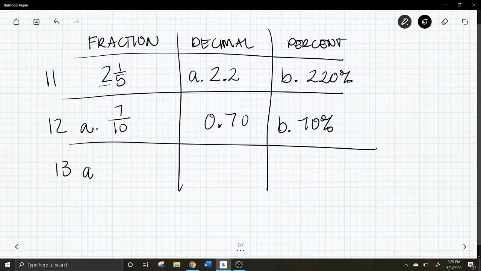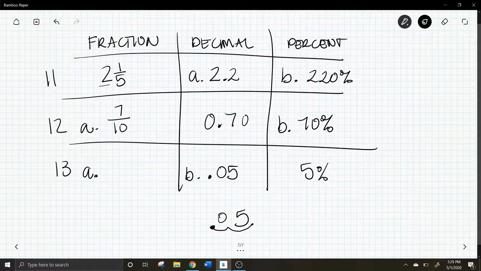Number 13, once again, we don't know the fraction. We do not know the decimal, but we do know the percent. So let's work totally backwards. When you know the percent, I'll write the percent out like this. You can determine what decimal it is by moving your decimal back to the left 2 spaces. So this decimal number is 0.05 or 5/100ths.